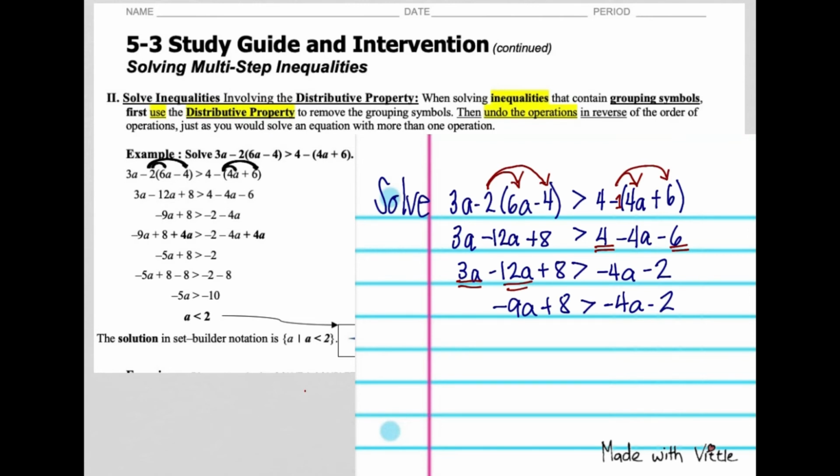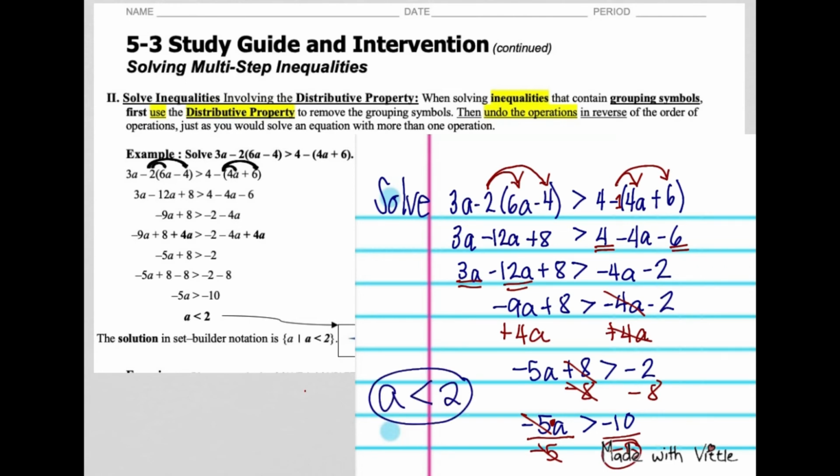Cancel -4a by doing plus 4a on both sides. Cancel positive 8 by subtracting 8 on both sides. Divide both sides by -5. Don't forget to reverse or change the inequality symbol from greater than to less than because we're dividing by a negative number at the bottom. So our final answer is a is less than positive 2.